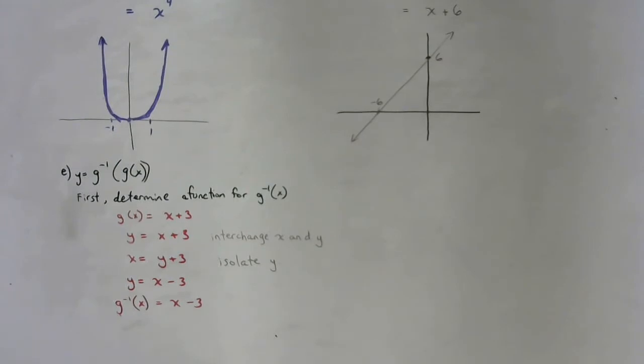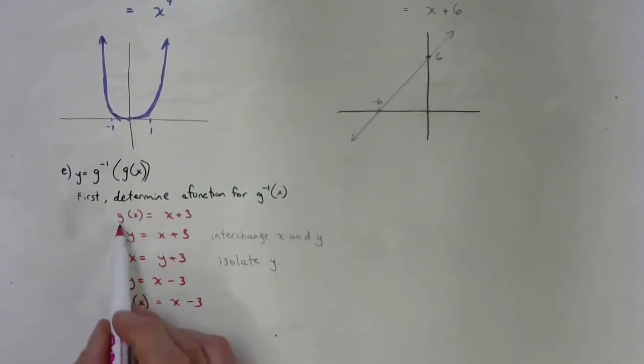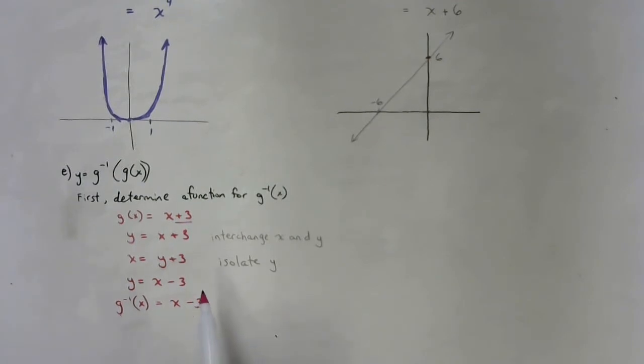Now in this one, it's really easy to see. If an inverse function undoes something, and in g of x you're adding 3 to the variable, then to undo that, you're subtracting 3 from the variable, from what you have. Okay? So now let's go and actually solve this one.